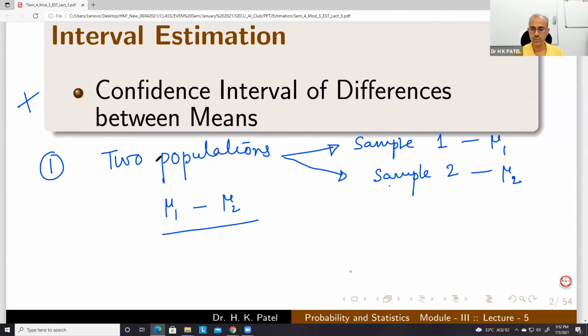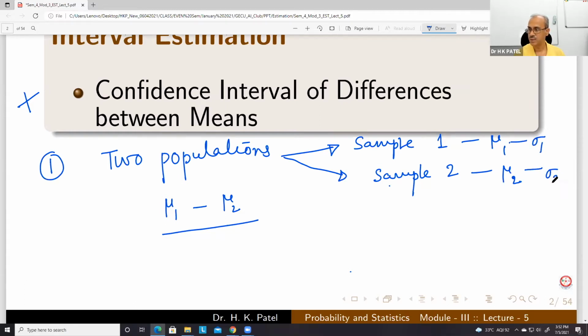Sometimes we have only one population and then we have drawn two samples. That case we shall also discuss. But the first case is straightforward. Two different populations are there, and we have drawn one sample from each population, and we also know the standard deviations.